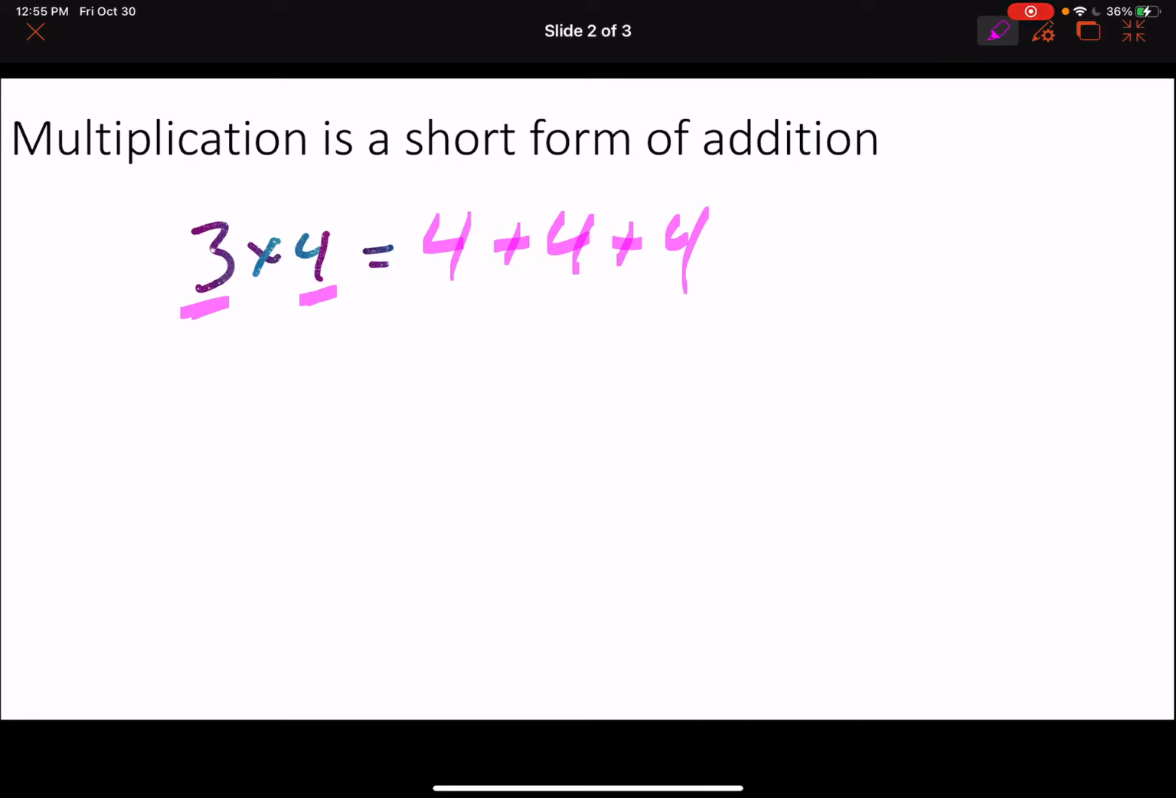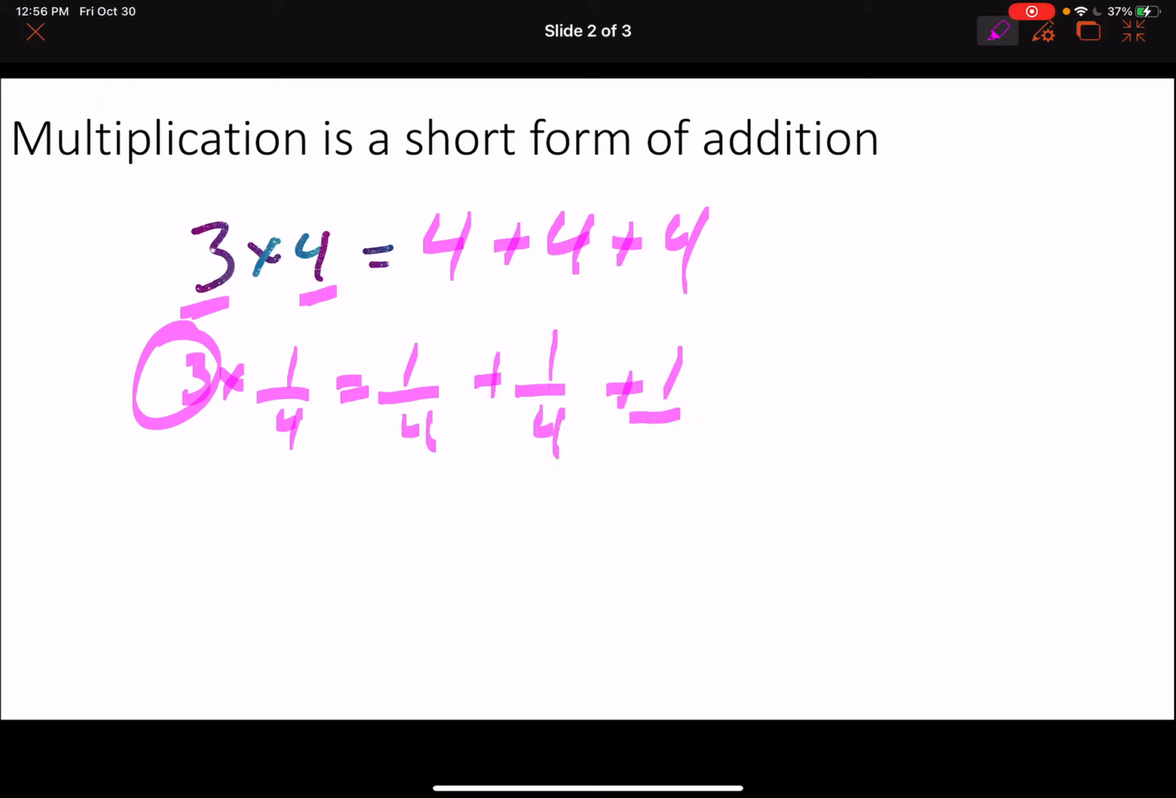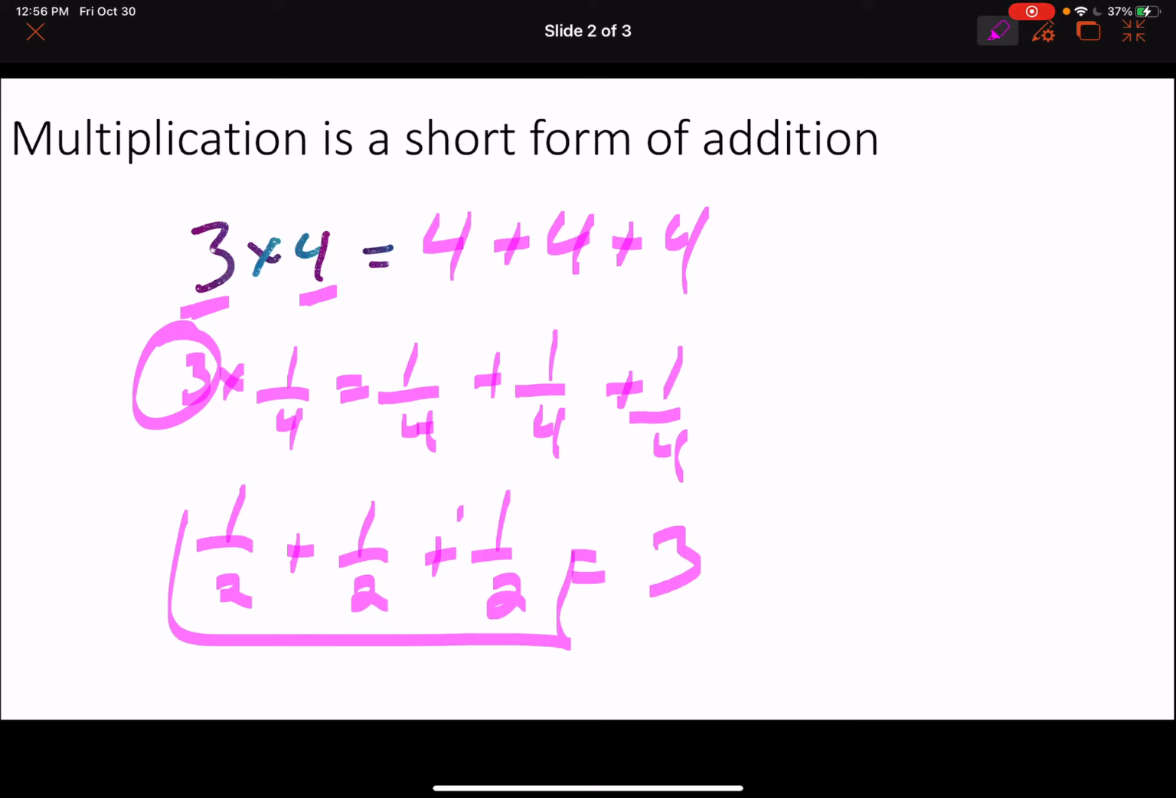Now, what if I had written 3 times 1/4? What does that mean? So it means that I have 3 groups, or 3 1/4s, right? Or if I had 1/2 plus 1/2 plus 1/2, I could rewrite this as 3 times 1/2, right?